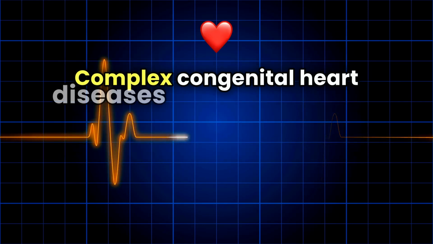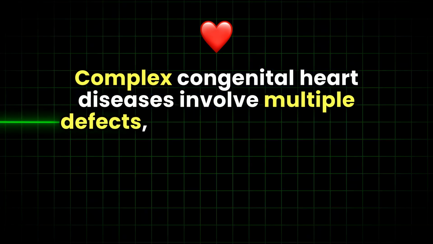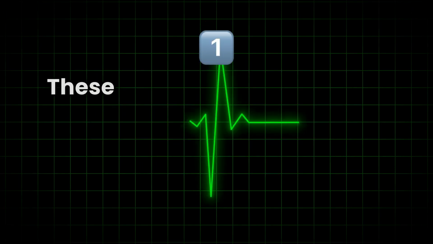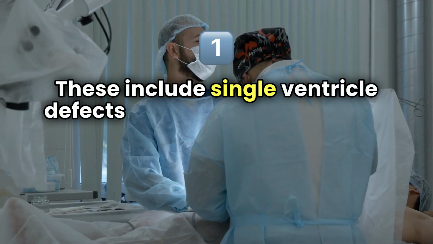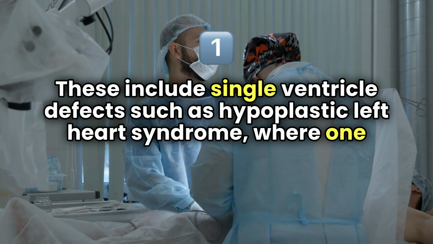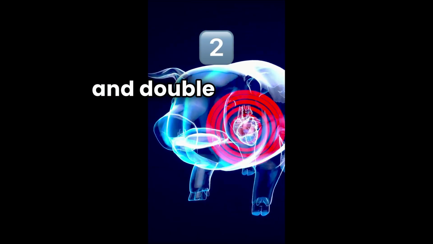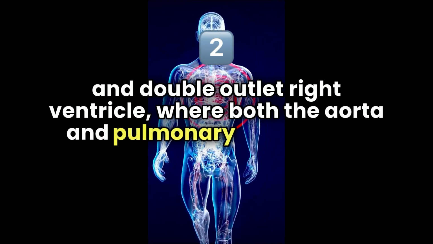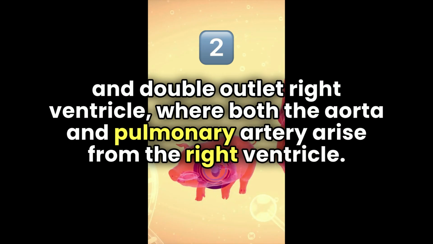Complex congenital heart diseases involve multiple defects, often including both cyanotic and acyanotic components. These include single ventricle defects, such as hypoplastic left heart syndrome, HLHS, where one ventricle is underdeveloped, and double outlet right ventricle, DORV, where both the aorta and pulmonary artery arise from the right ventricle.